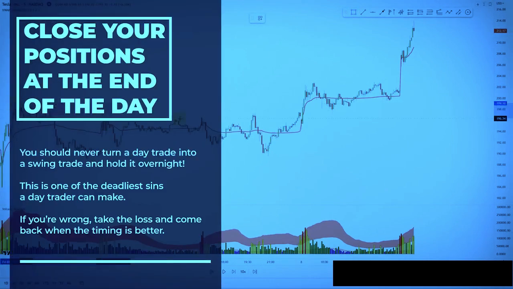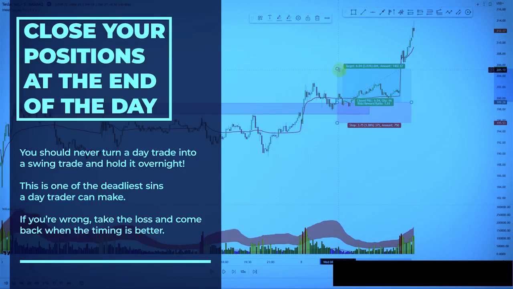I now have a simple rule when I'm day trading. I must close my positions at the end of the day, even at a loss. You should never turn a day trade into a swing trade and hold it overnight.